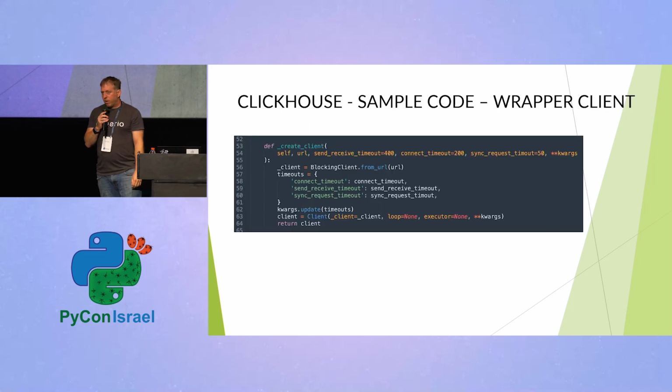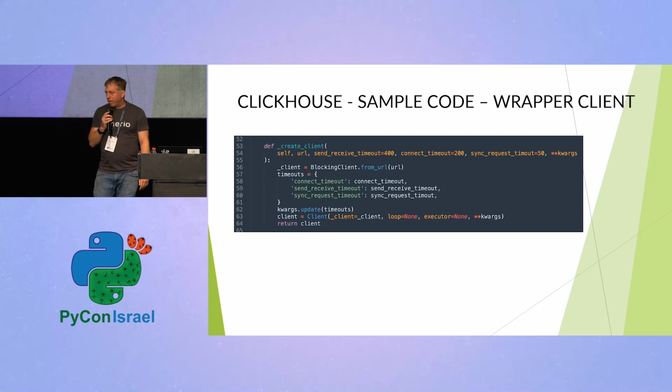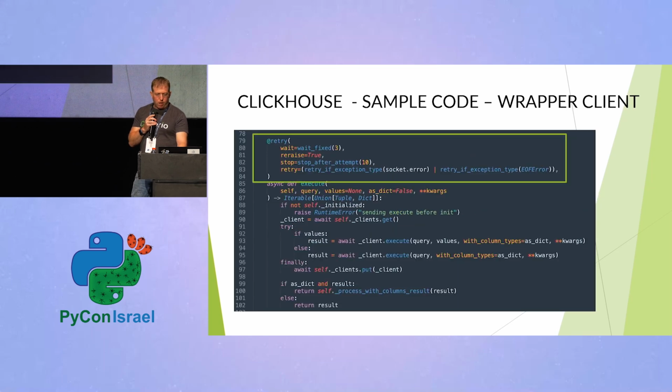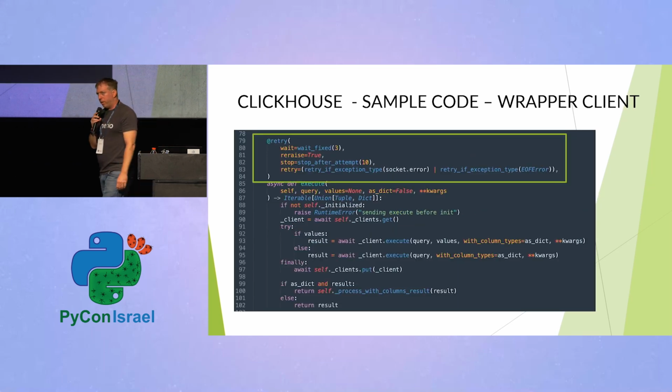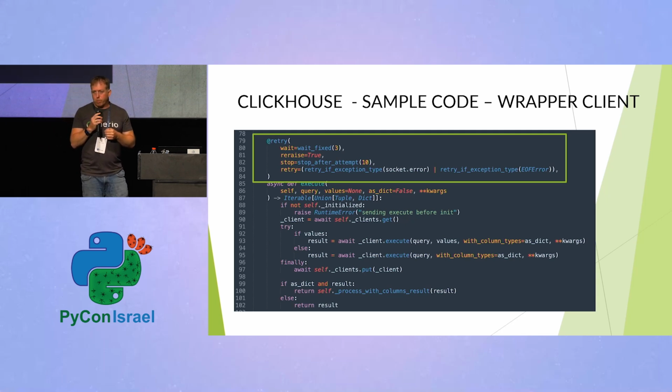A ClickHouse client is very similar to what you expect from a database client. It's just a simple wrapper over the library. What's nice, and what we did here, is that we used a wrapper over the extension of the library itself to have retries. We used the Tenacity library. I don't know if you've seen this library, but it really helps you remove boilerplate and clean up your code for error handling, logging, and retries.